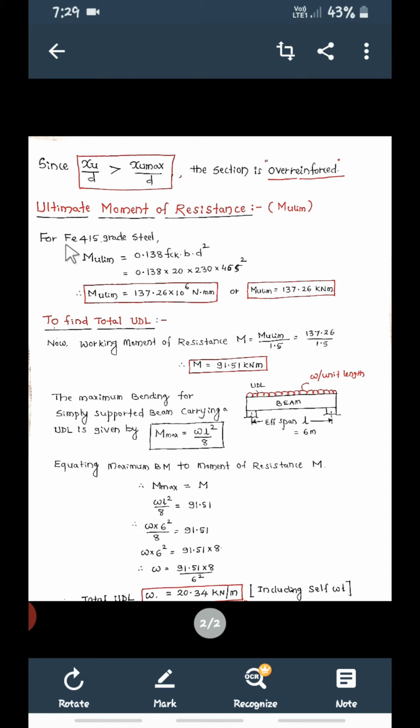Now again see the grade of steel. What is the grade of steel? Fe 415 grade steel. For this grade of steel, we can directly write this expression.